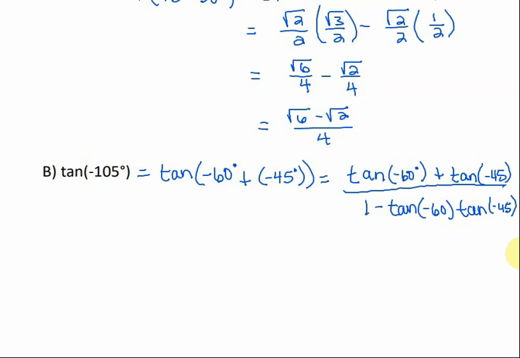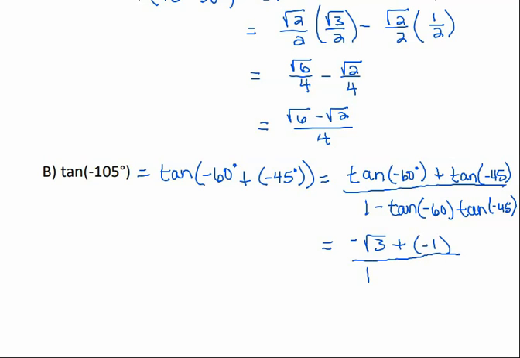All right, let's replace those with their values. So for tangent of negative 60 degrees, we would get negative square root of 3, and the tangent of negative 45 degrees would be negative 1. These are in the fourth quadrant. All right, so only cosine is positive in the fourth quadrant because this is negative 60 and negative 45, so you have to take that into account.